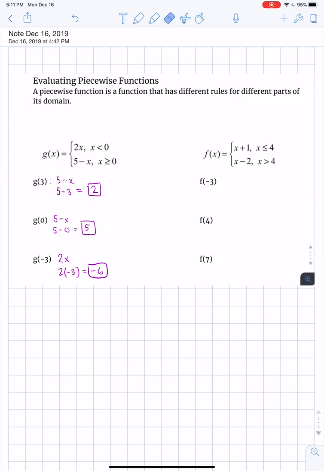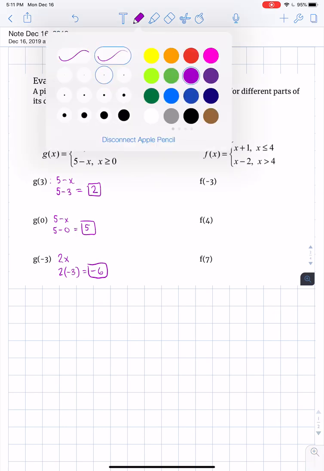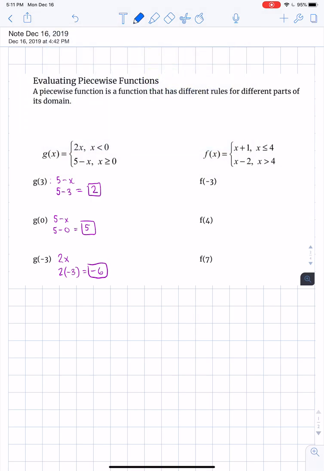So you're going to do the same thing to the other problems. You can pause the video and try it by yourself, or you can keep on working with me if you still need some more help. So yeah, let's do blue now. So this f of x is telling us the rules. If x is less than or equal to 4, do this. If x is greater than 4, do that.